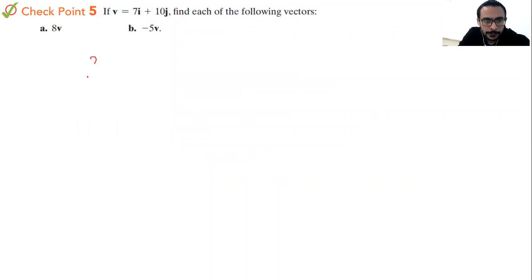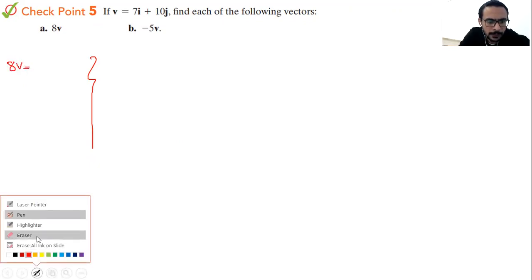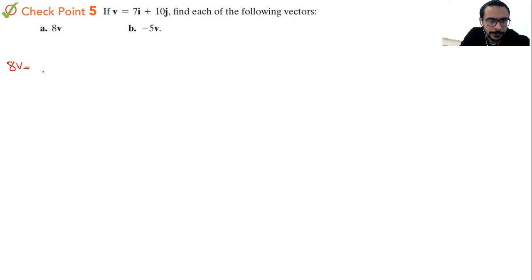Checkpoint 5. So, 8v, same. So we can solve. 8v equal. That means we have to multiply the first by 8. So we have 7 times 8, 56i, plus 8 times 10, which is 80j. I cannot solve it, Mr. Why, Laith? You just multiply the 8 by 7 and the 8 by what? By 10.